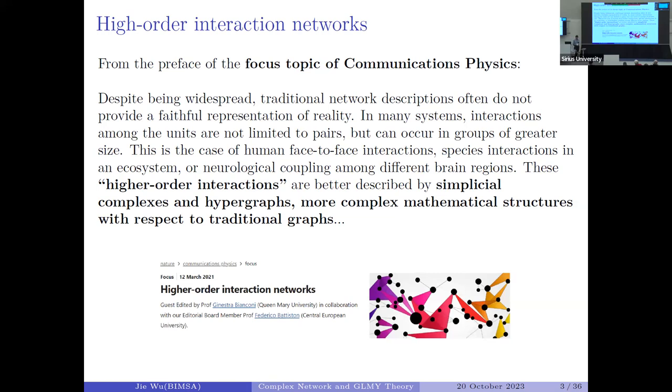Say in social networks, you definitely need to look at the interactions, you get group interactions, right? And it happens, say, in biology, right? So, a lot of things, if you consider the complex system, definitely do not always have pairwise interactions. The picture I display here is actually the focus topic of Communications Physics, and the paragraph I showed here is actually their preface.